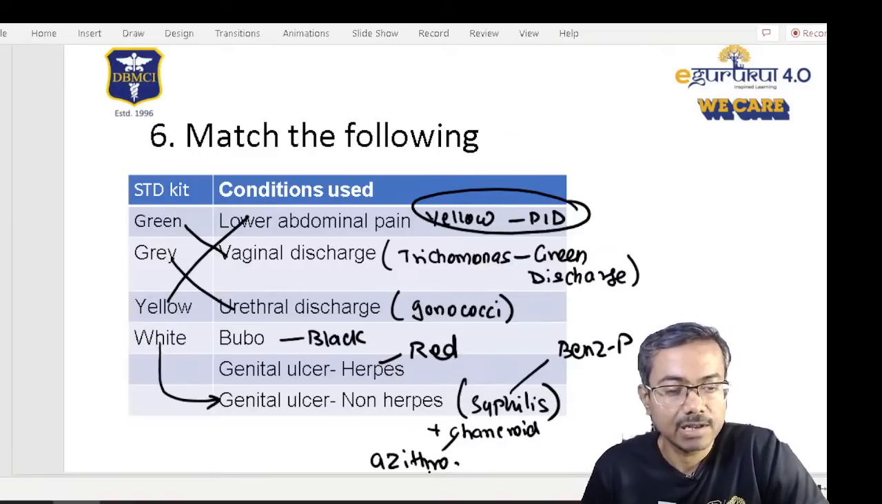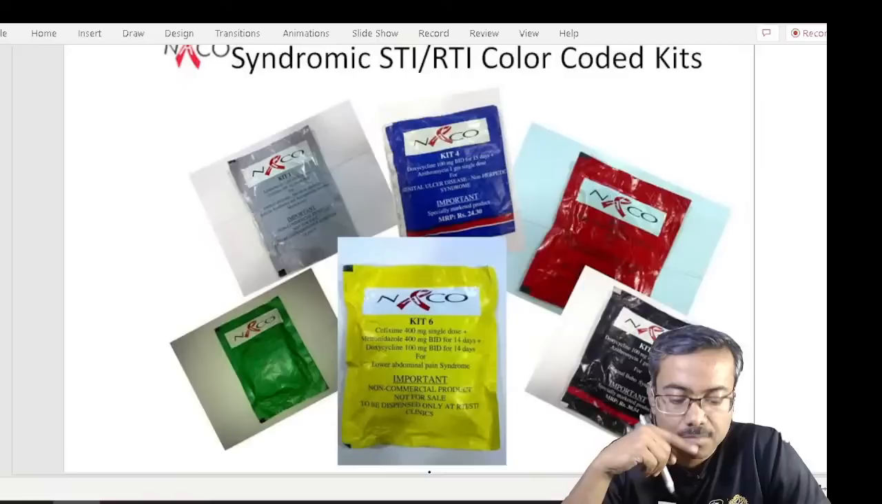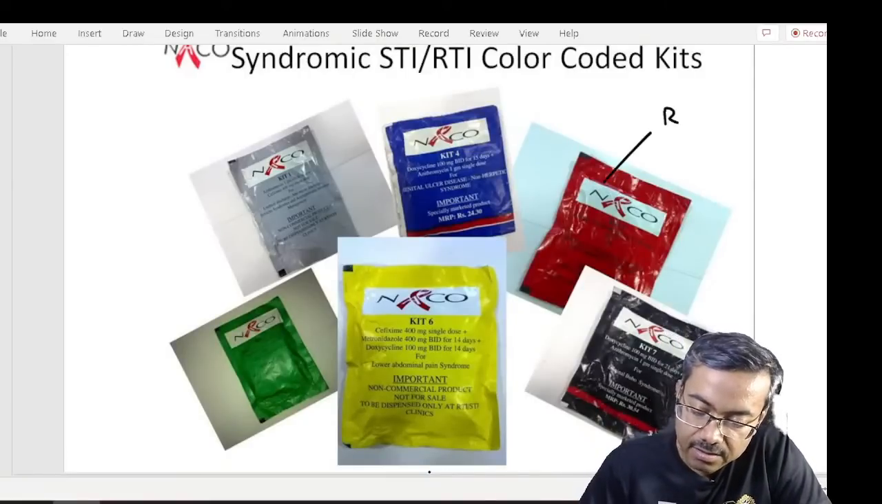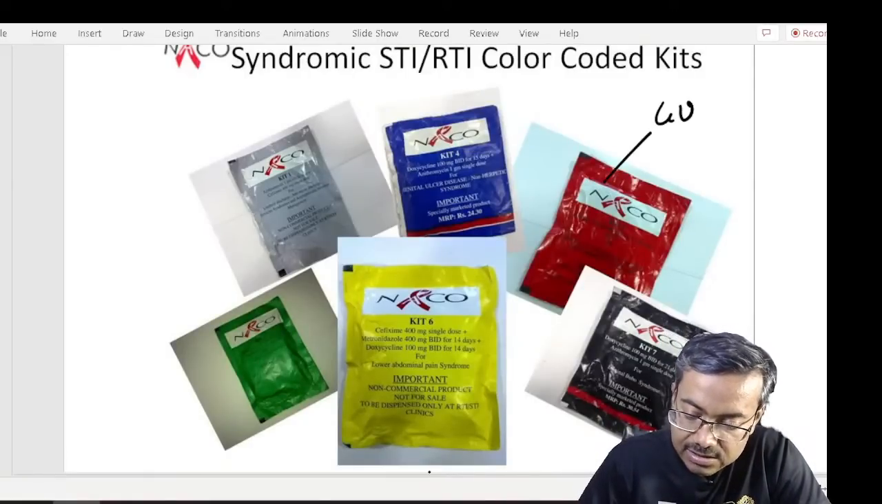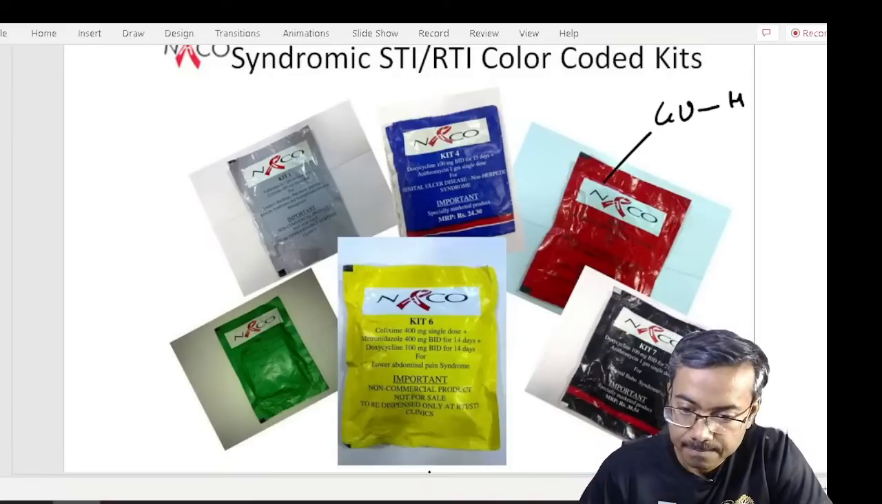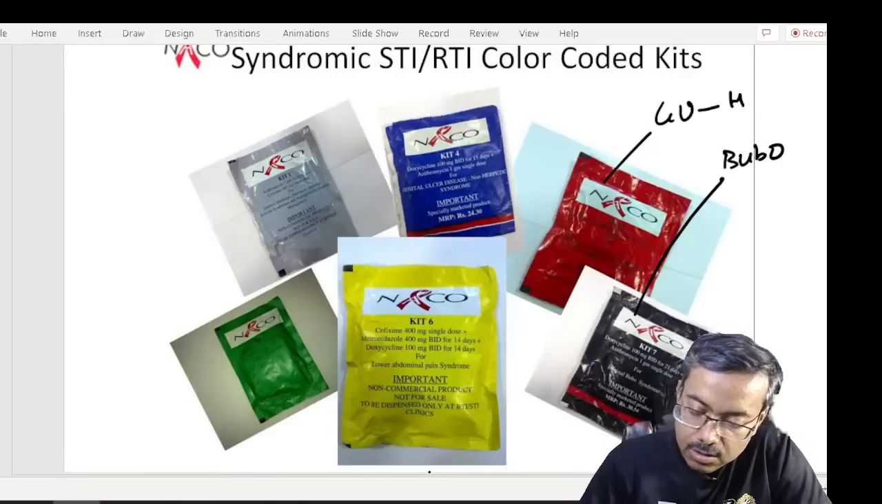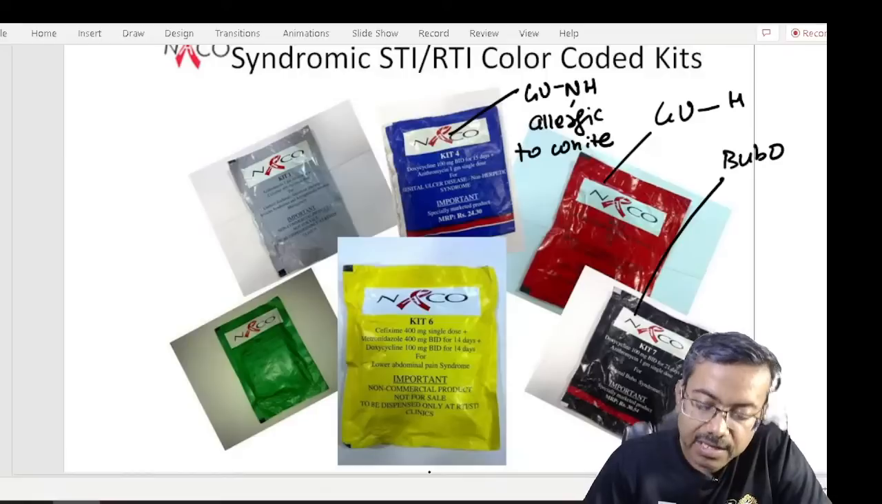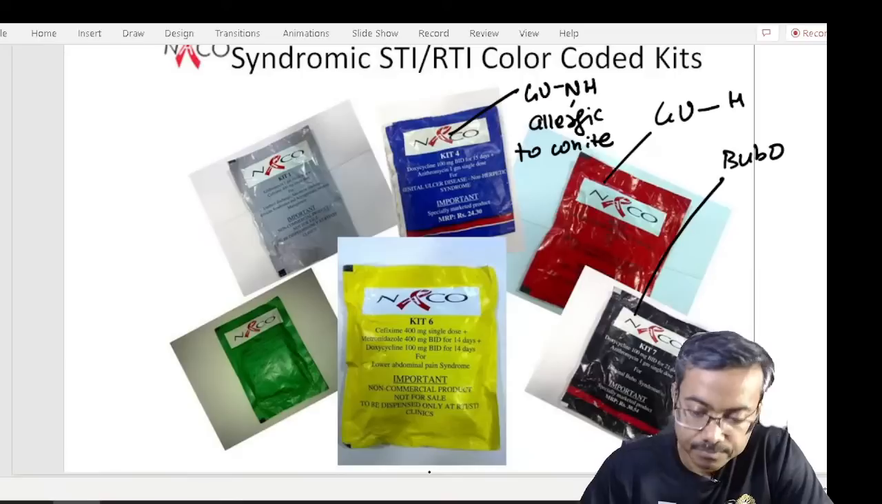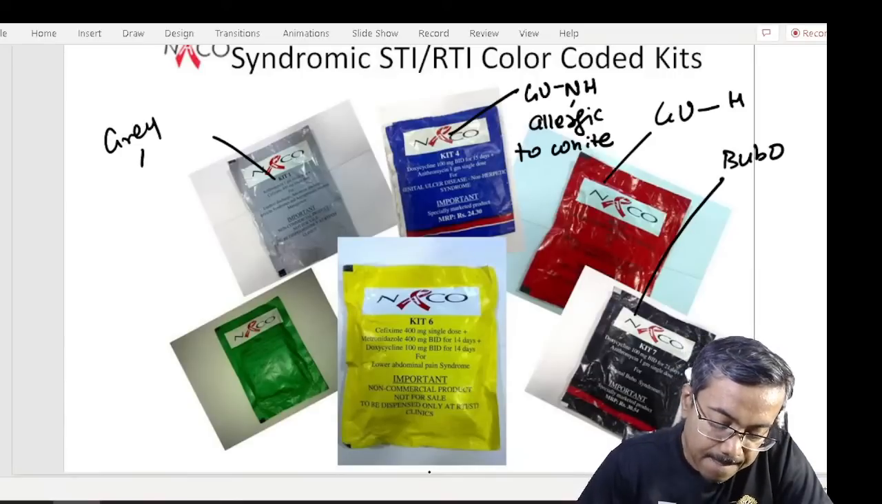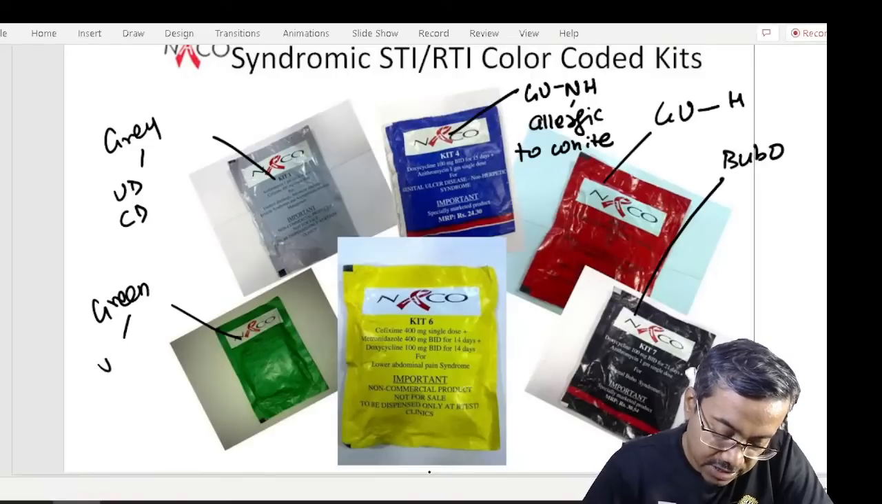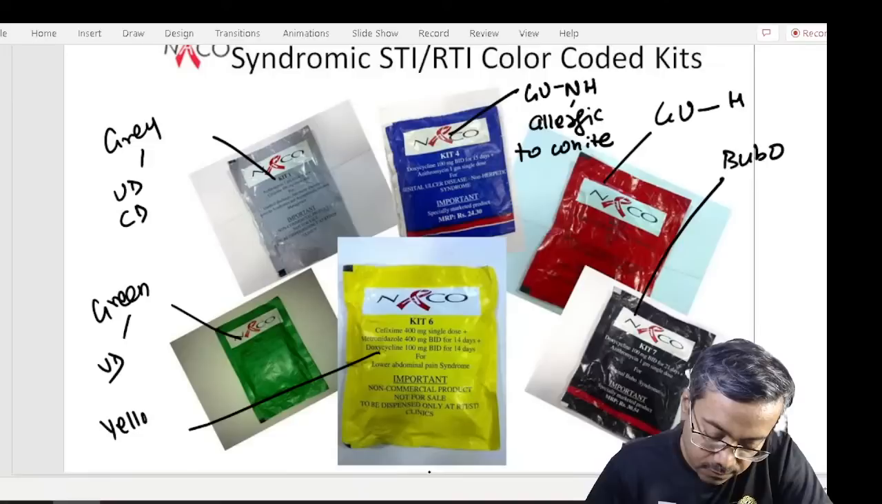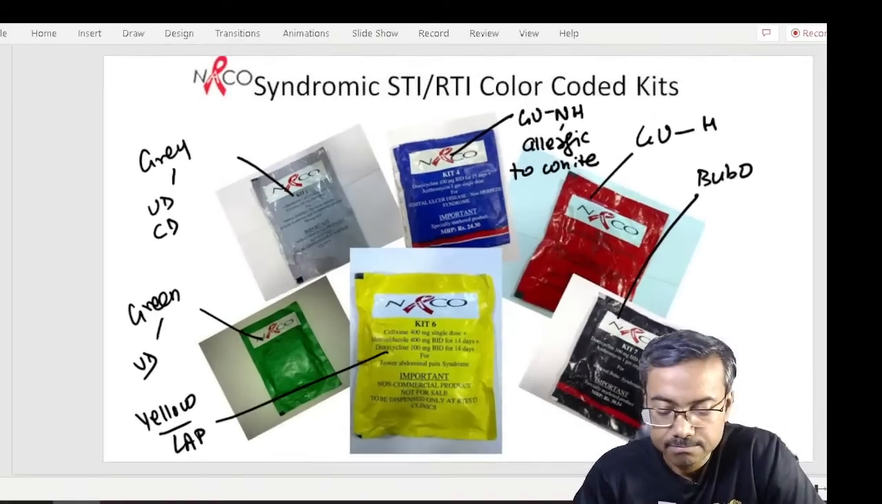Got it? Clear? These are your kits now. This is your red kit for genital ulcer herpes. Okay? This is the bubo. This is the genital ulcer non-herpes. If you are allergic to the white kit, meaning you are allergic to benzathine penicillin, then you will take the blue. This is the gray for urethral discharge and cervical discharge. Green for vaginal discharge. And yellow for LAP, means lower abdominal pain. You get that clearly?